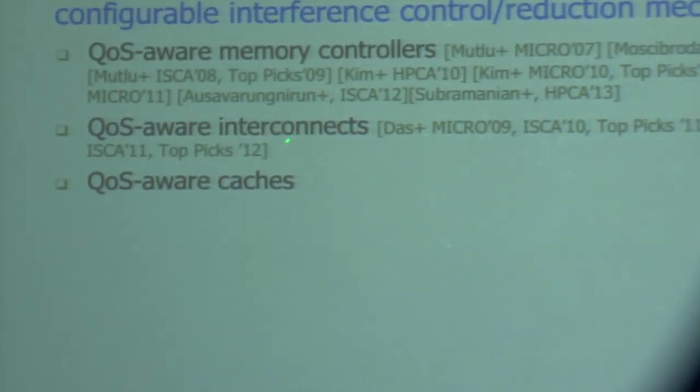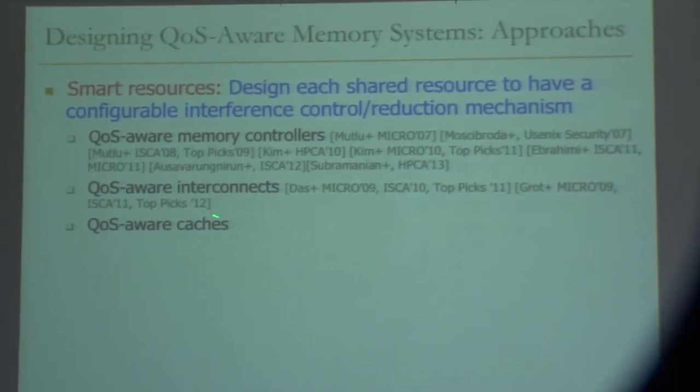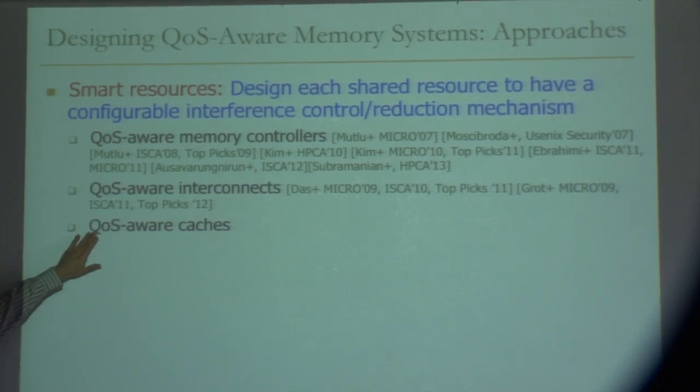Quality of service over interconnects, that's another one. You design the interconnects to provide those guarantees, and you design the caches to provide those guarantees. You can look at this also.